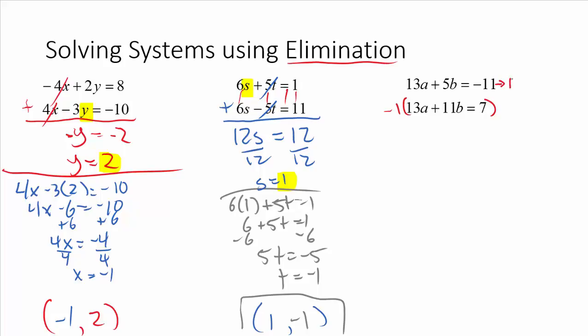So I'm going to keep this top equation exactly the same. I'm not even going to mess with this. This will be plus 5b is equal to -11. I'm not doing anything to that.